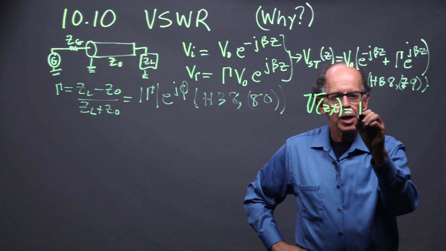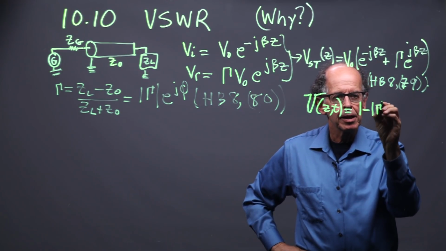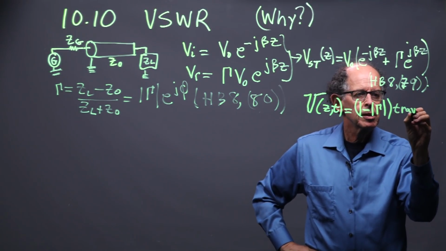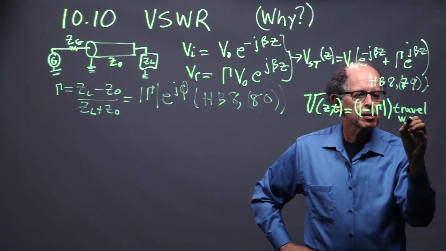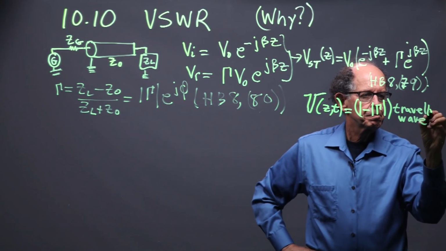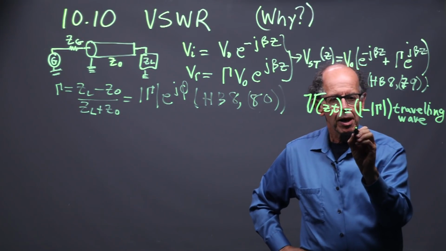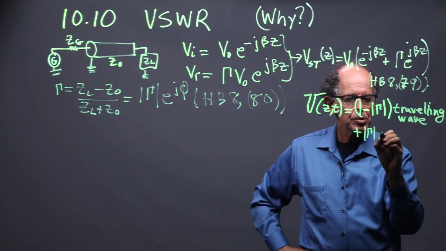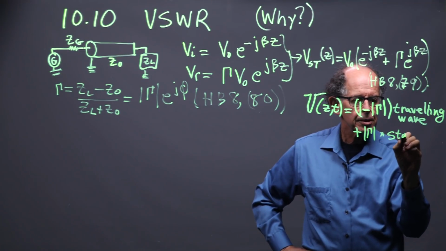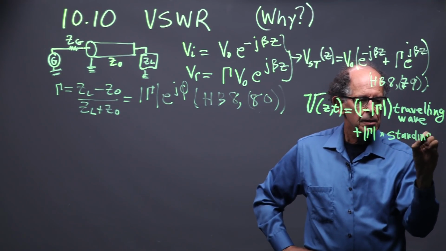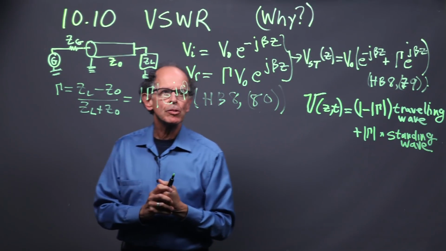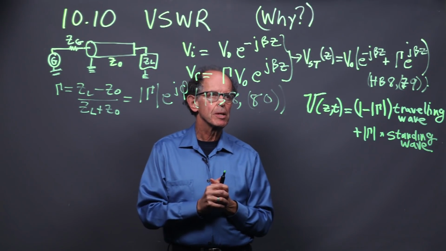So we get 1 minus gamma times a traveling wave, plus gamma times a standing wave. So that's what happens. So let's look at some examples.